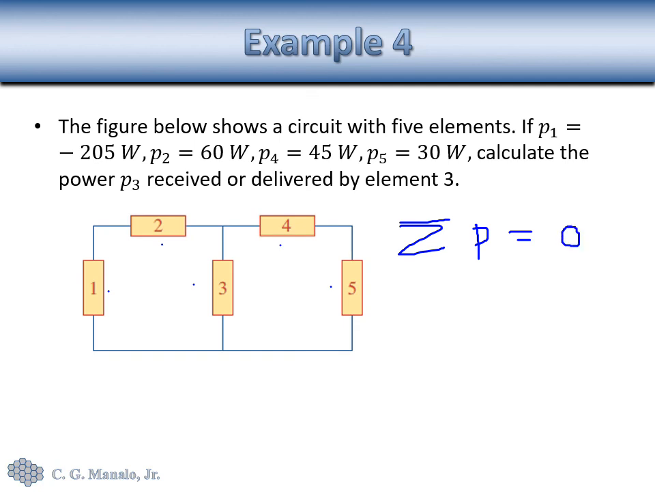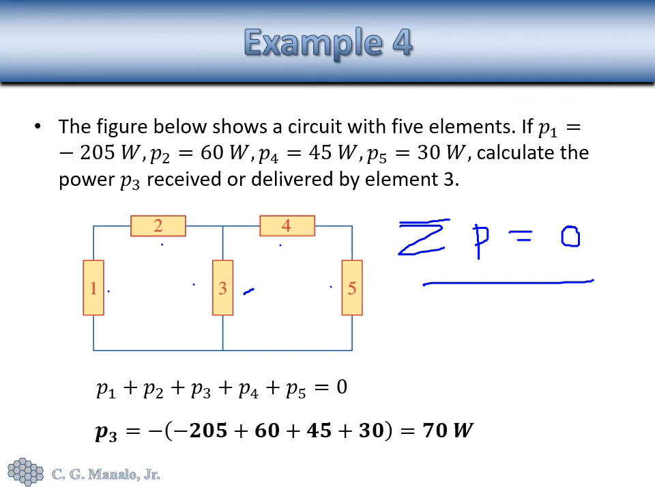Okay, so for this example, we are asked to find the power for element number 3, and all we need to do is apply conservation of power. So we sum it up and we equate it to 0 and then compute for the power for element number 3. We yielded a positive number, so this means that element 3 is actually absorbing power. And again, take note that for those elements that are shown to be negative, that means they are actually supplying power.